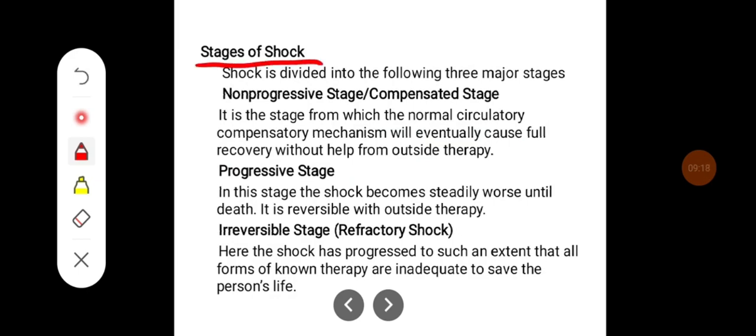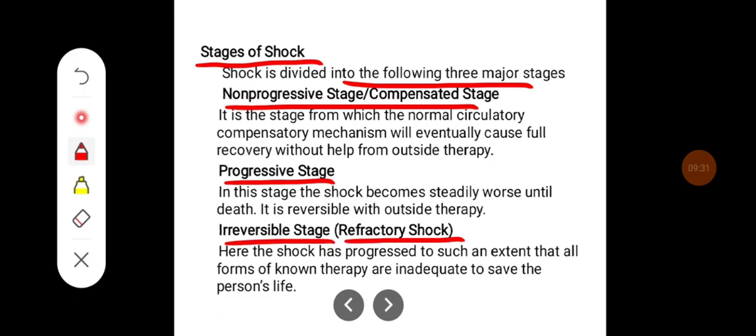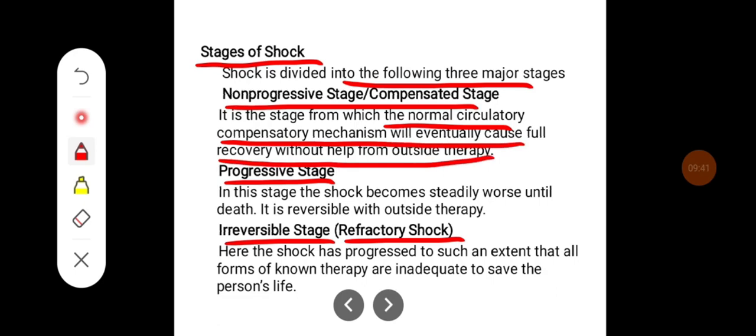Different stages of shock. Shock is divided into the following three major stages: non-progressive or compensated shock, progressive shock, and irreversible or refractory shock. Non-progressive shock is a stage from which the normal circulatory compensatory mechanism will eventually cause full recovery without help from outside.